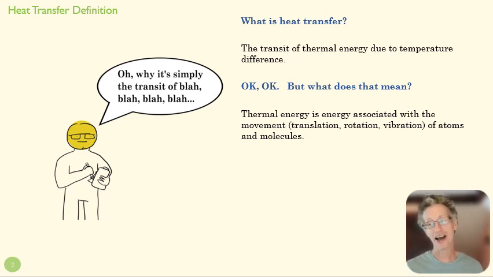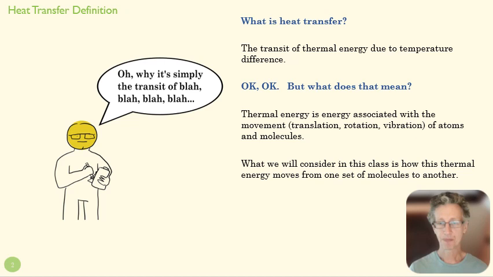Heat transfer is about how thermal energy, that is the kinetic energy of molecules and atoms, moves from one place to another. That's all it is. And there are different ways that that happens, and it happens at different rates, and we're interested in all of that. But it's really just about how that kinetic energy moves from one space to another space because of collisions or the creation of electromagnetic fields. Those are the two main processes.